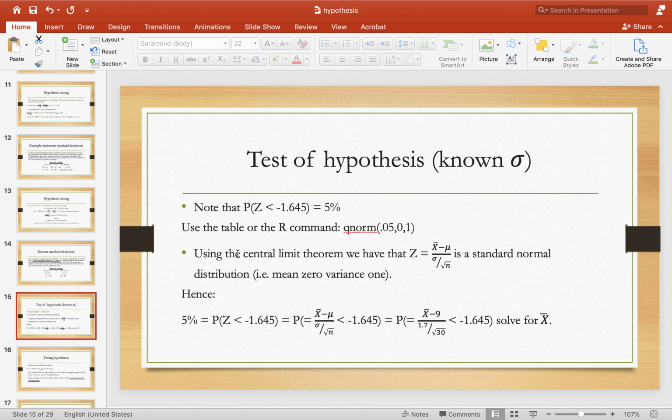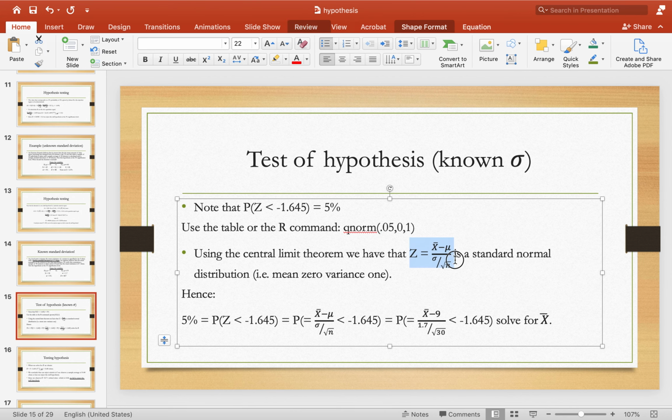So one thing that I'm going to notice is that the probability a standard normal z is less than minus 1.645 is 5%. You can use the table on page 697 or the R command to verify this. Now, the central limit theorem states that if I know the standard deviation, this quantity is a standard normal. So this is different than all previous examples because I have a standard normal and not a t-distribution with known standard deviation. So 5%, that's equal to the probability a standard normal is less than 1.645.